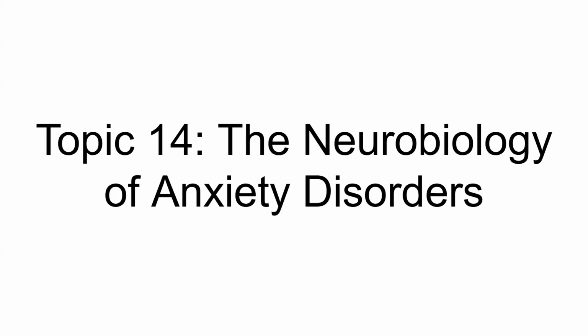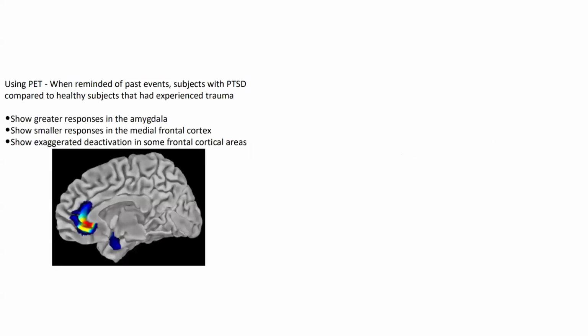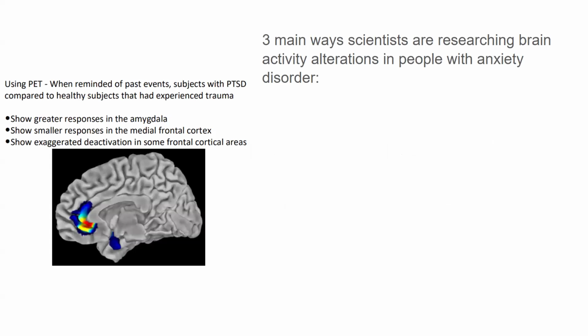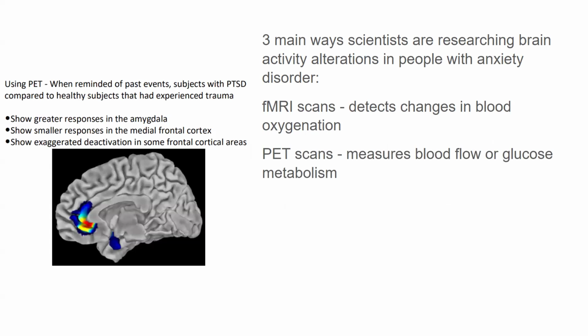Okay, the neurobiology of anxiety. There are a couple of methods that researchers use to study brain activity and brain activity changes with the onset of certain anxiety disorders. The first one is fMRI scans. This detects changes in your blood oxygenation. Then we have PET scans. This measures blood flow or glucose metabolism in the brain. And then we have SPECT scans. This measures blood flow.